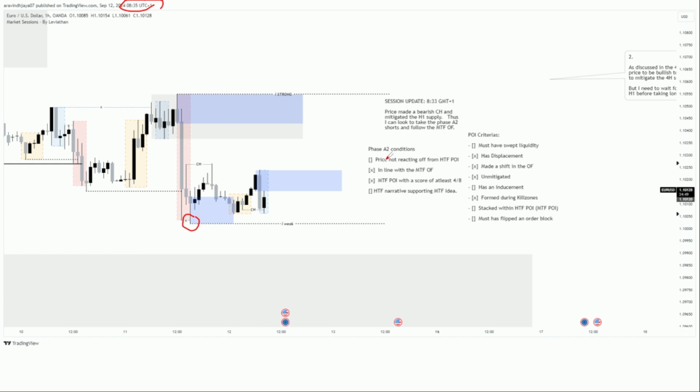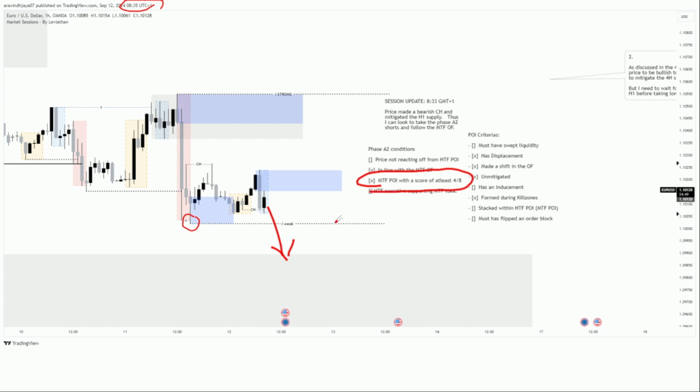Okay, this is phase A2, so price not reacting up from high time frame POI, so still there is some space for the price to go, so that's fine. In line with the medium time frame order flow, this is not ticked actually. This we must untick, which means I'm trading in line with the medium time frame order flow with a good POI. That's it.